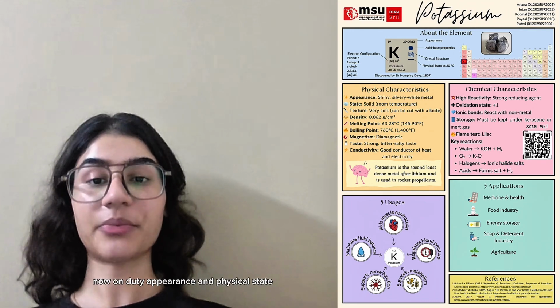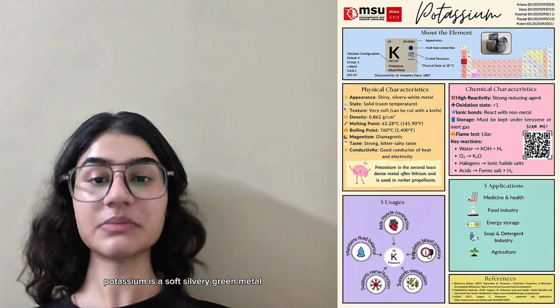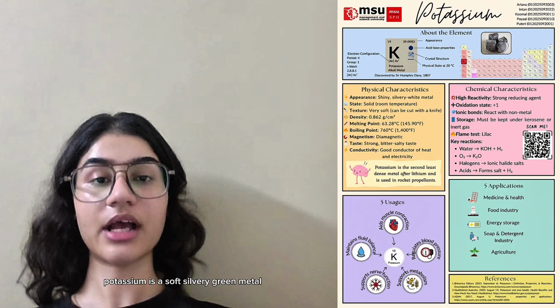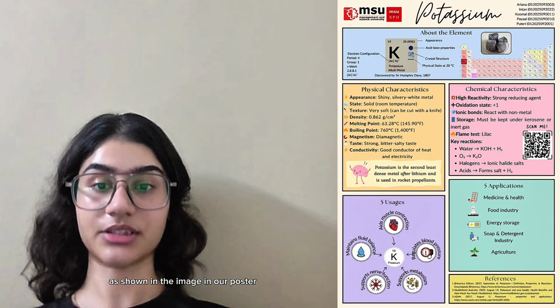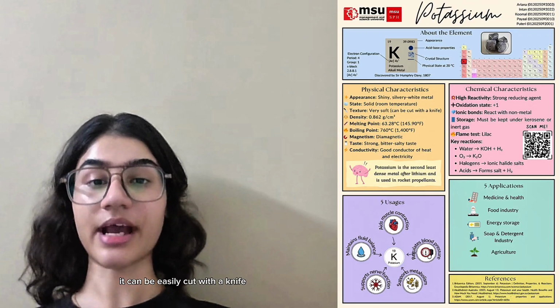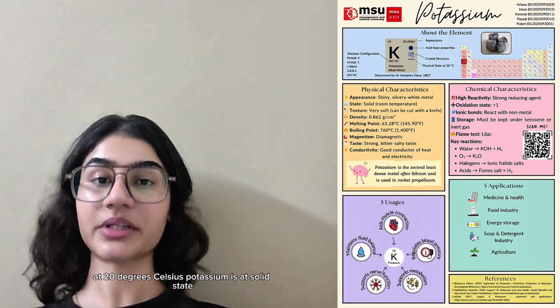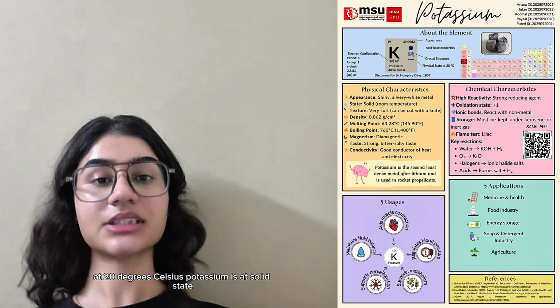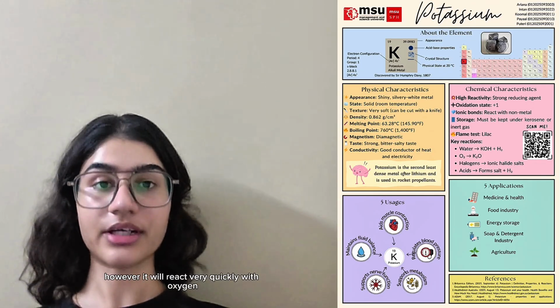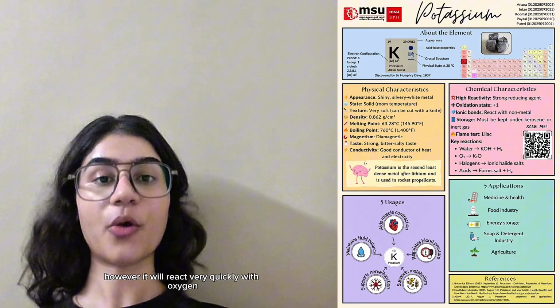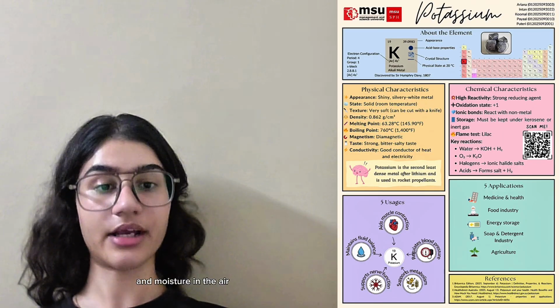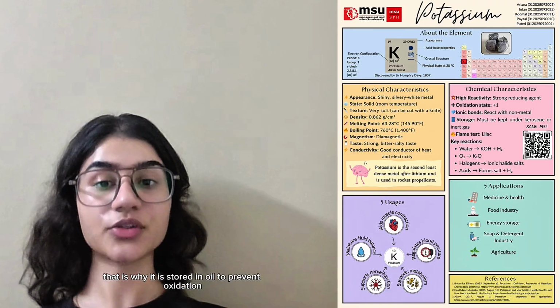Now, onto the appearance and physical state. Potassium is a soft silvery grey metal as shown in the image in our poster. It can be easily cut with a knife because it's less dense than most other metals. At 20 degrees Celsius, potassium is in the solid state. However, it will react very quickly with oxygen and moisture in the air. That is why it is stored in oil to prevent oxidation.